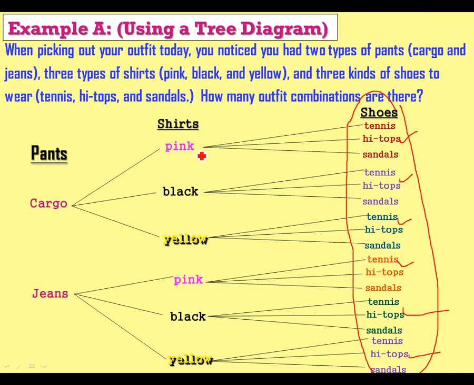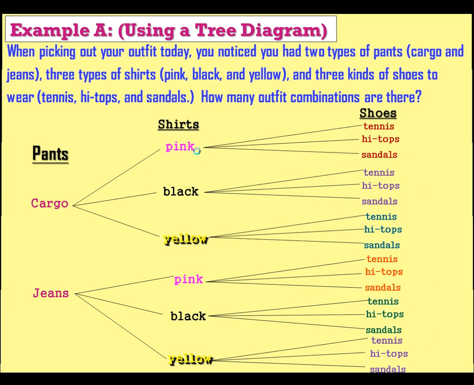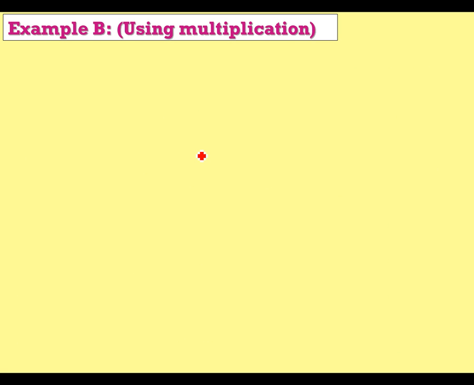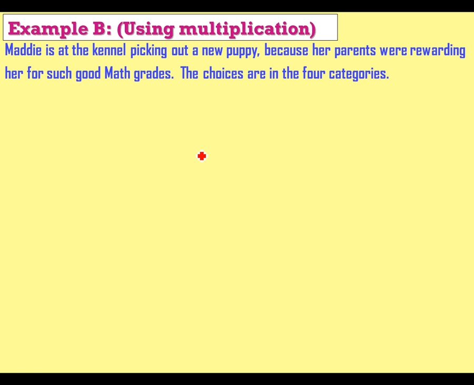Now I know you're thinking, oh, I could have done that much easier way just by multiplying. And that's what I'm going to talk about next. But we expect you to be able to show a tree diagram as well. Okay, here's the second method, which is using multiplication. This is actually just the counting principle.